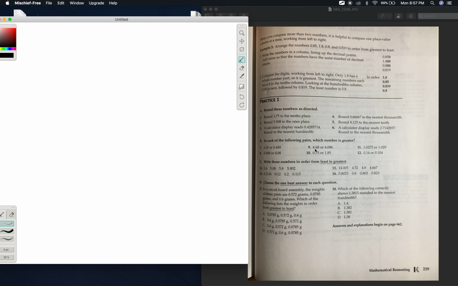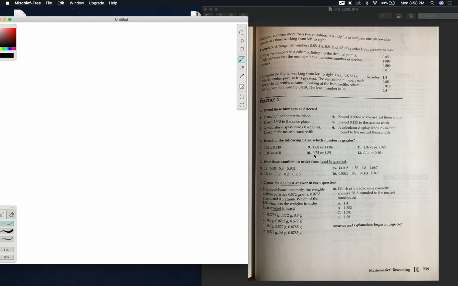Okay, so then we have number 9. Let's see, 4.68 or 4.068. So we have 4. We have whole numbers in both of them, and they're both the same, 4 and 4. Next one to the right of the 4 is 6. Next one to the right of this 4 is 0. So we know that 6 is larger than 0. So this is the greater number right here.